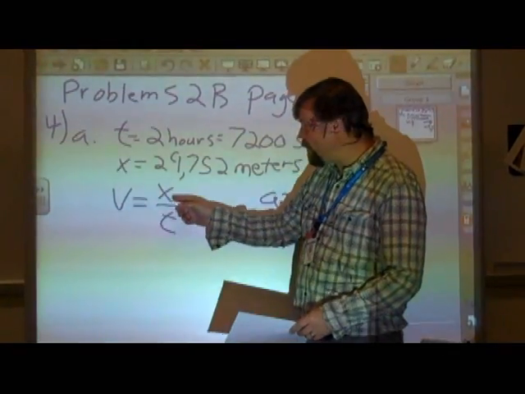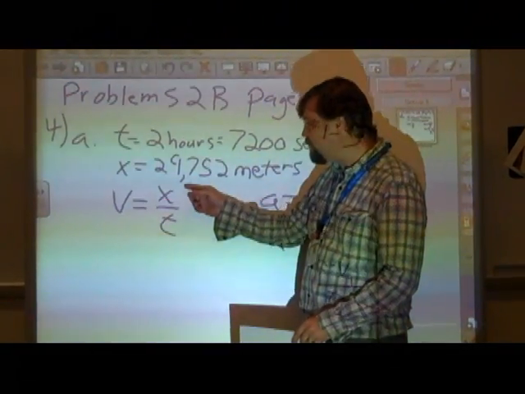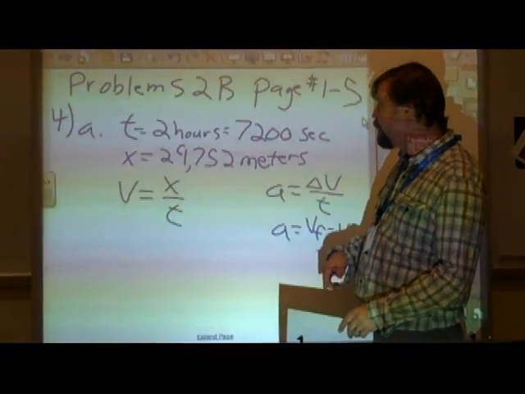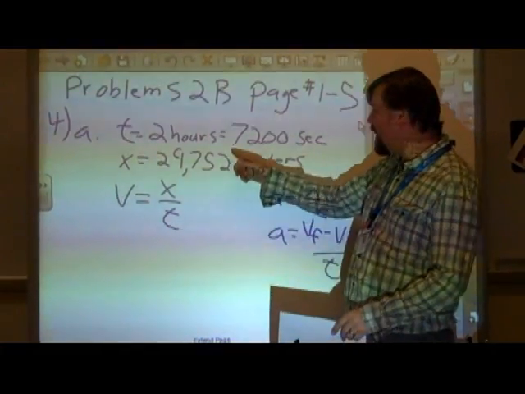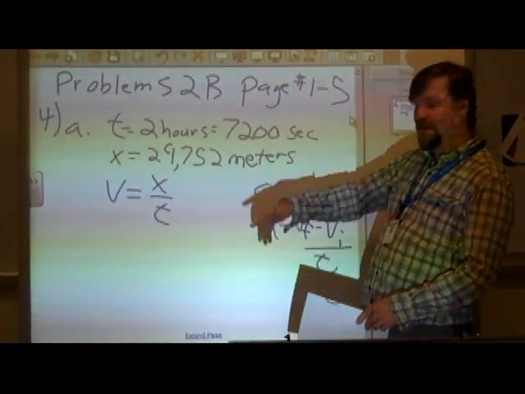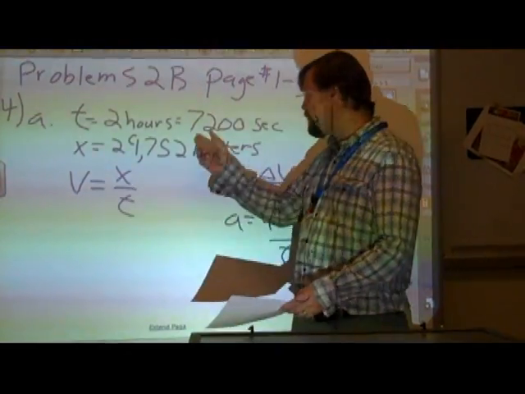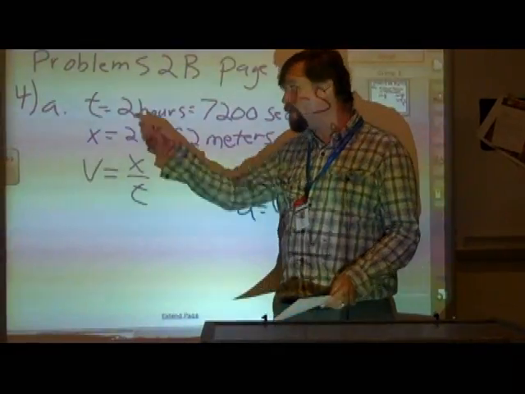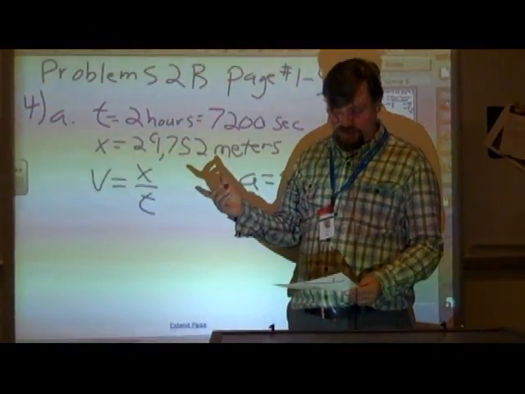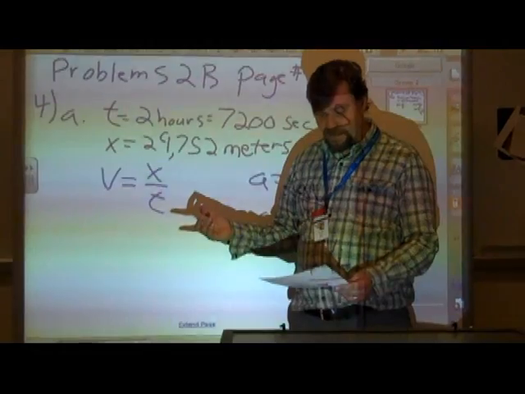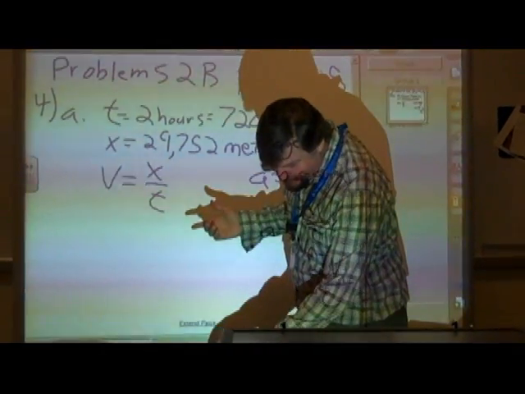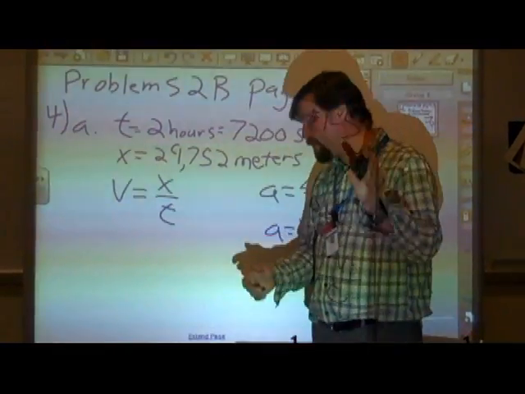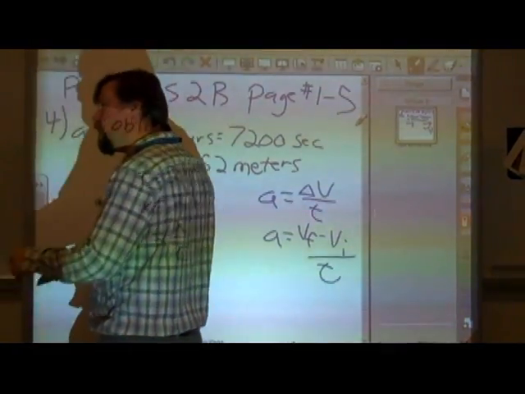Well, remember in part A we had our equation boiled down to our distance x, which was 29,752 meters, over the time of 2 hours, which is 3,600 seconds times 2, which is 7,200 seconds. And if you do the math on that and you found the answer for part A, then you would know that the answer was 4.13 meters per second. So in part A, the answer was 4.13 meters per second.